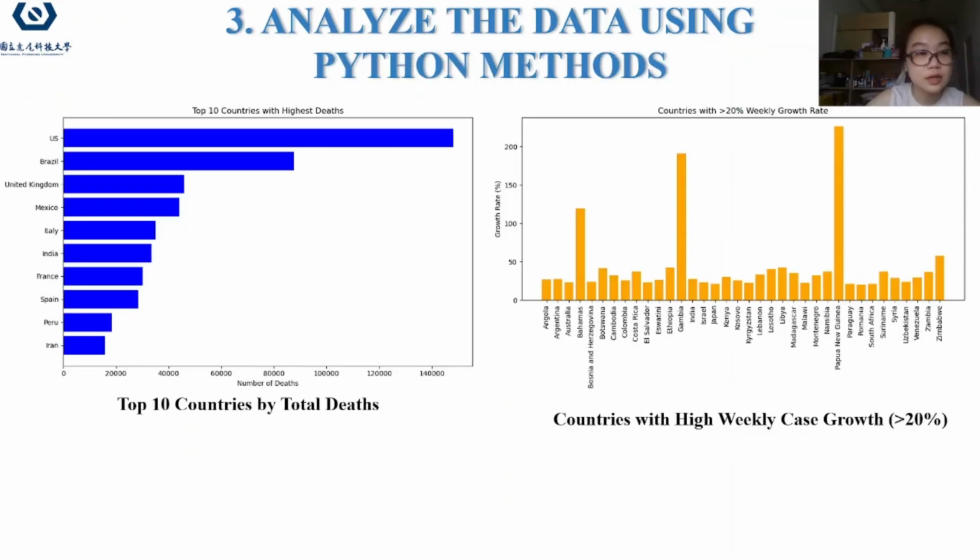I will step into this and look at the first one, the blue one. You can see the top 10 countries by total deaths, and the US is at the top of it. Next is Brazil, United Kingdom, Mexico, Italy, India, France, Spain, Peru, and Iran. And then the next one is countries with high weekly case growth. And you can see at the top is Papua New Guinea, and then Gambia.